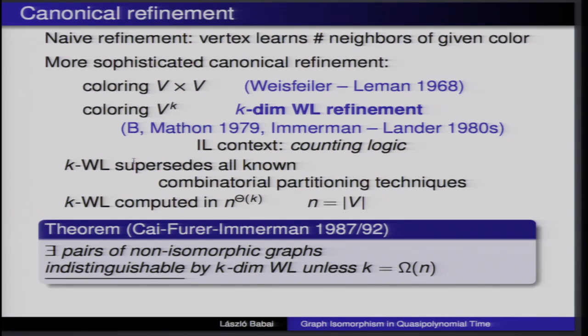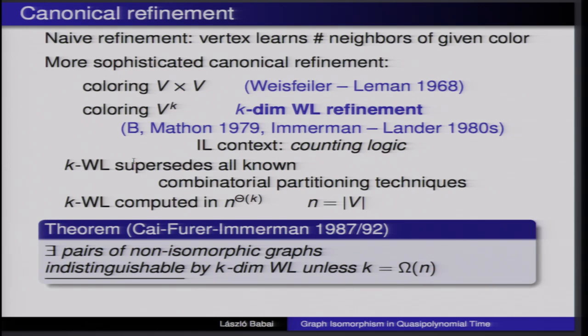And then we generalize that to a k-dimensional version where the k-fold Cartesian power of the set of vertices is being refined. Again, there is a natural way of doing that. Immerman and Lander did it in the context of counting logic and got some very interesting results about this. So this is still a heuristic. However, it is to be noted that k-dimensional Weisfeiler-Lehman supersedes any known purely combinatorial heuristic in trying to discriminate between non-isomorphic graphs. Now, it is obvious that k-dimensional Weisfeiler-Lehman refinement can be computed in n to the theta of k, so n to the constant times k steps, where n is the number of vertices.